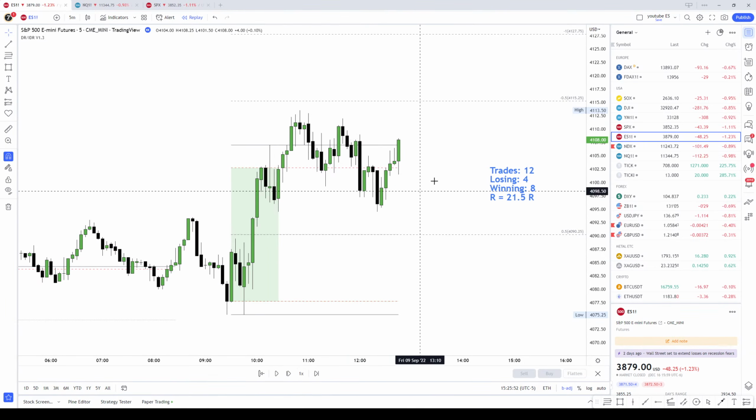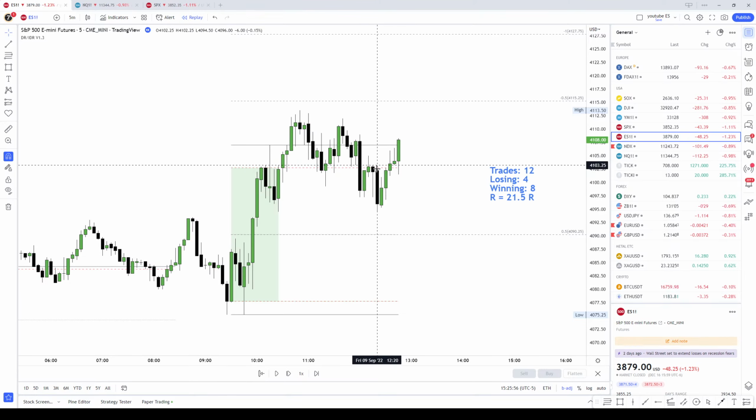Okay, so we missed this one. Now we are going up. We are closing above the IDR. We are closing above the DR. So let's find an entry. If we can find an entry, we're taking any retracement, we will take long now.